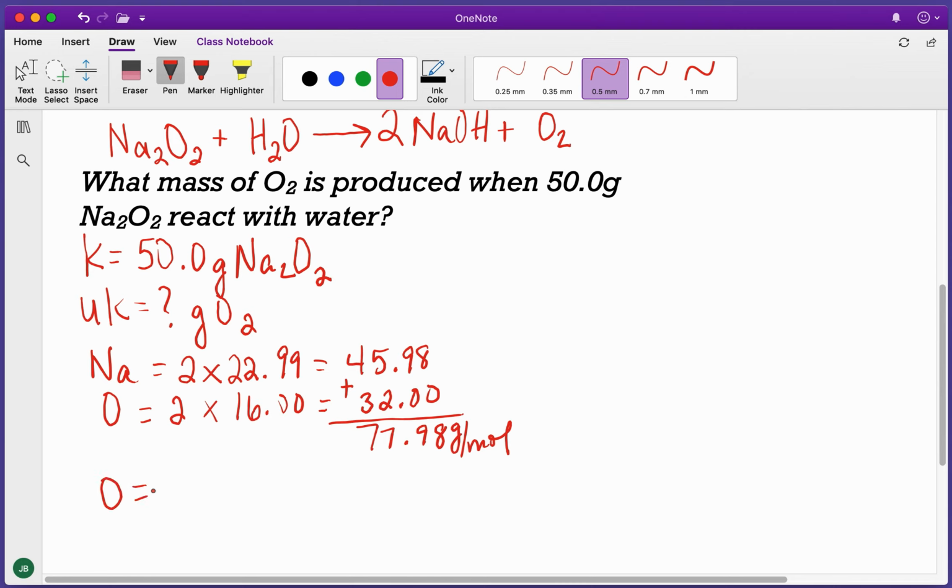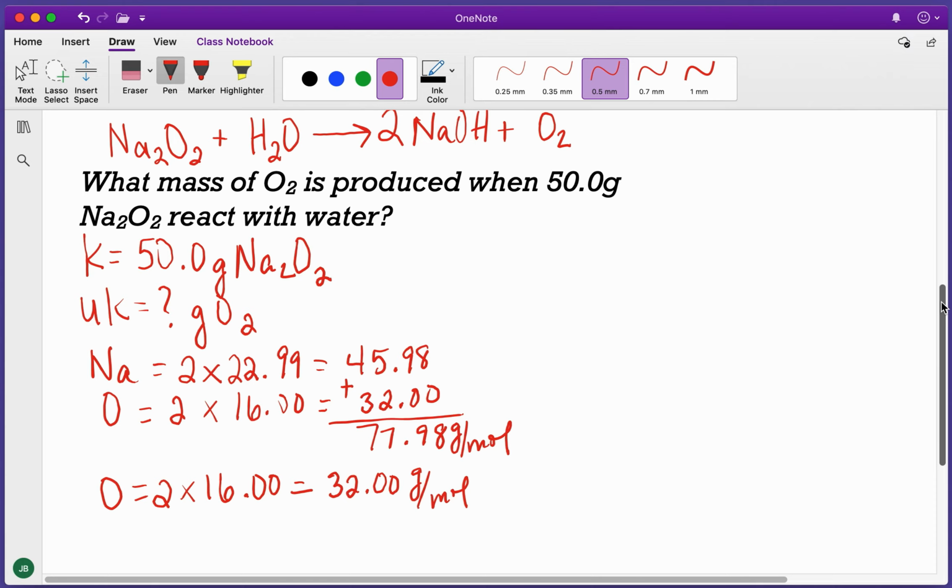Now let's do this all over again, and this time for the oxygen. So for the oxygen molecule, there's 2 oxygen atoms in there. Oxygen has a molar mass of 16 even. So that's going to come up to 32.00 grams per mole.